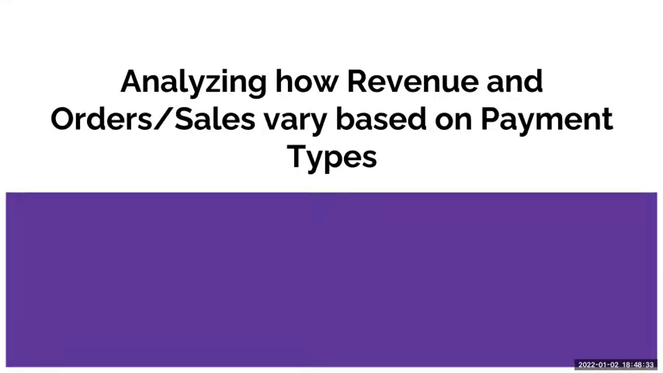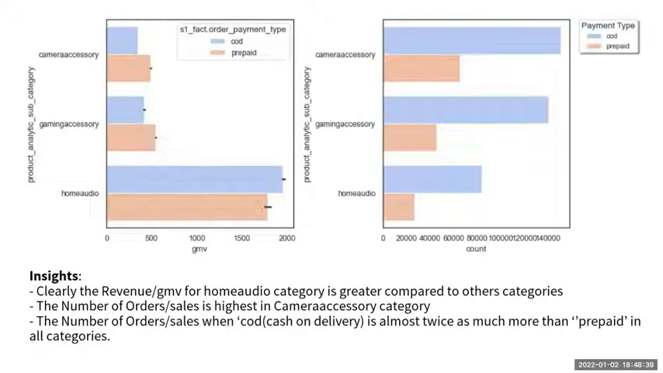The same stuff, revenue and orders. Earlier we looked at discount percentage, but now we're looking at payment times quickly. So again, here on the left hand side, it's GMV, which is revenue, gross merchandise value, and on the right hand side is the number of orders.